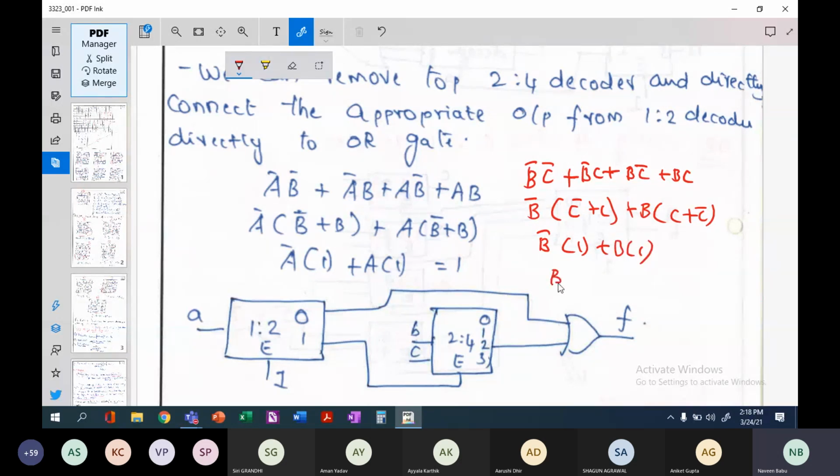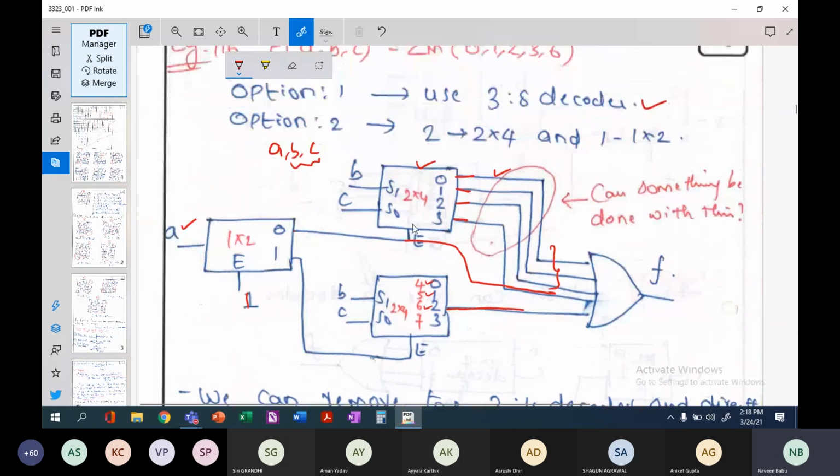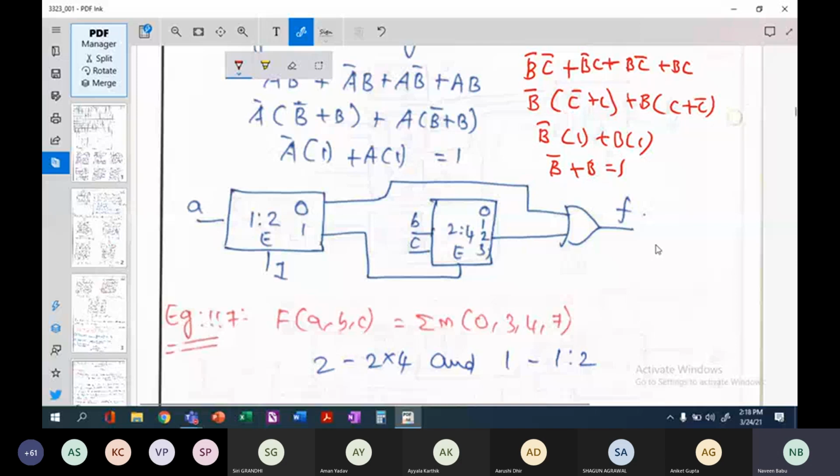So again, you can take, what is B bar plus B equal to? B bar plus B is equal to 1, which means that the sum of all these inputs will be 1. So instead of having a separate decoder, just connect your select signal directly to your OR gate. Whenever this is going to be 0, your output is going to be available. So that is the simplification here, right?